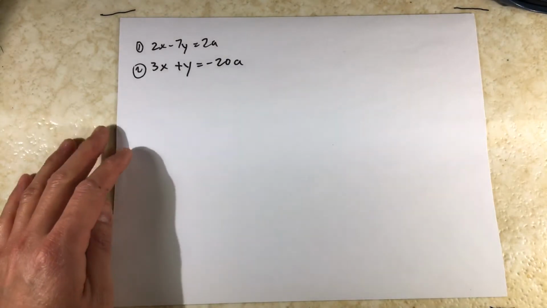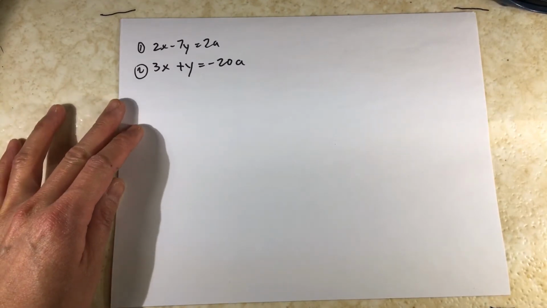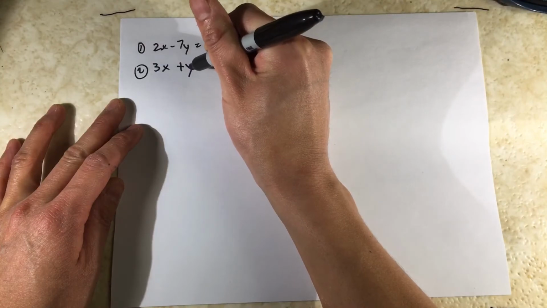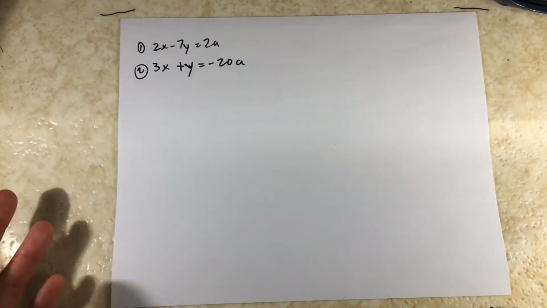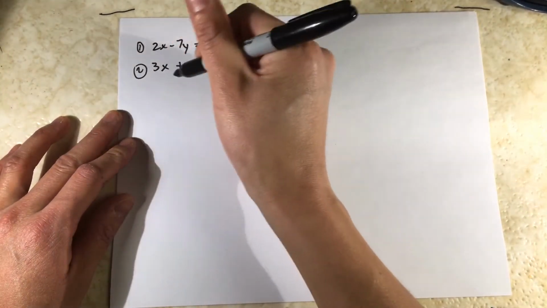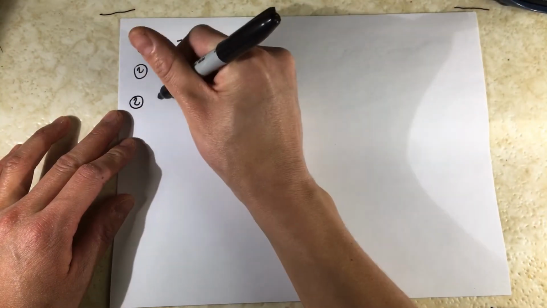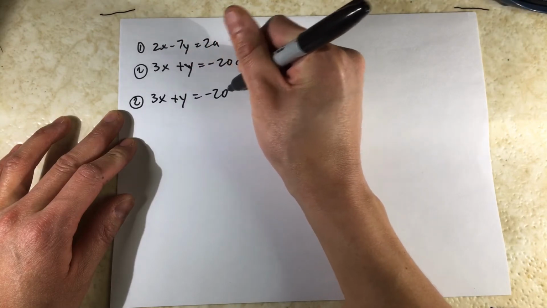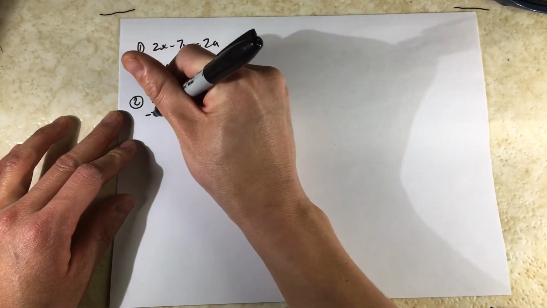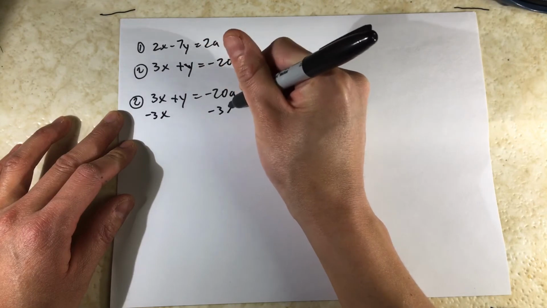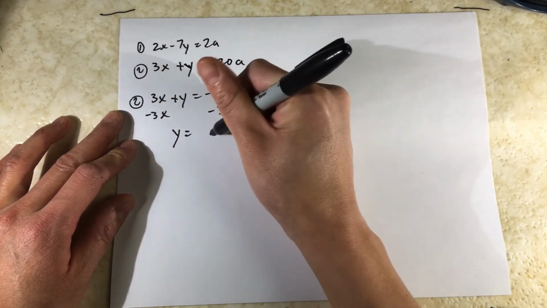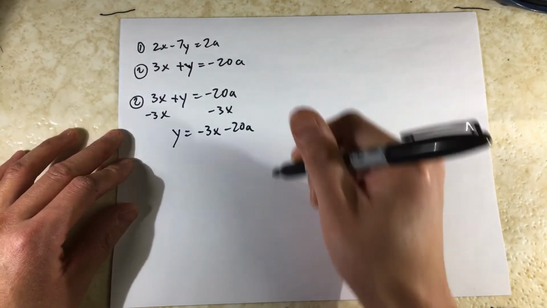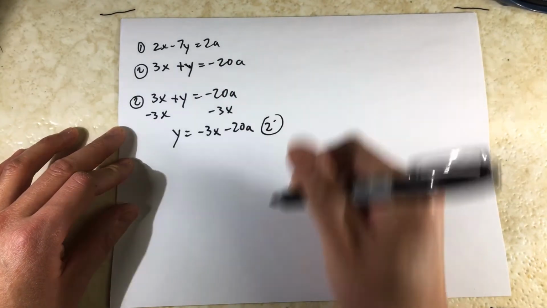All right, so let us see how you did. I see this y here. It has no coefficient. That's probably our best bet here, so that's what I'm going to do. I'm going to use equation 2: 3x plus y equals minus 20a. I'm going to solve for y by subtracting 3x from both sides. So I get y equals minus 3x minus 20a. Let's call this equation 2 prime.